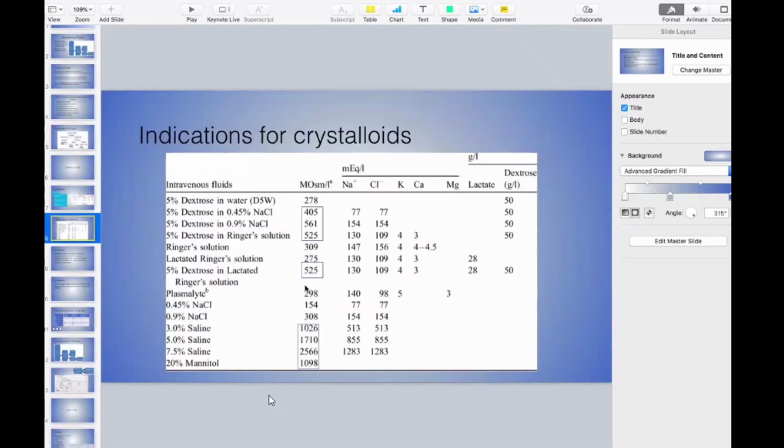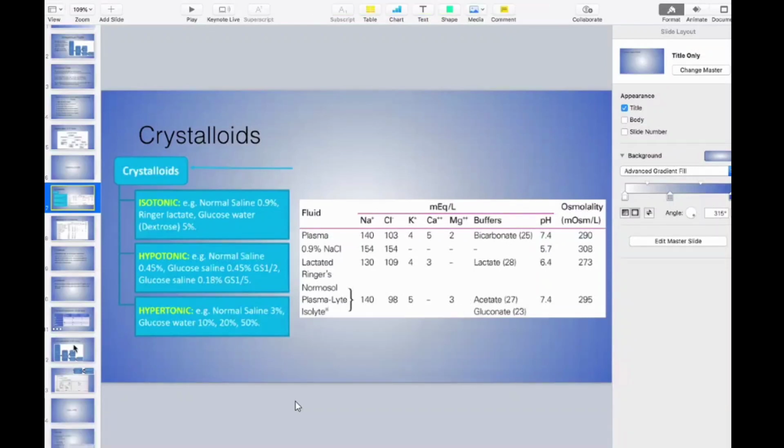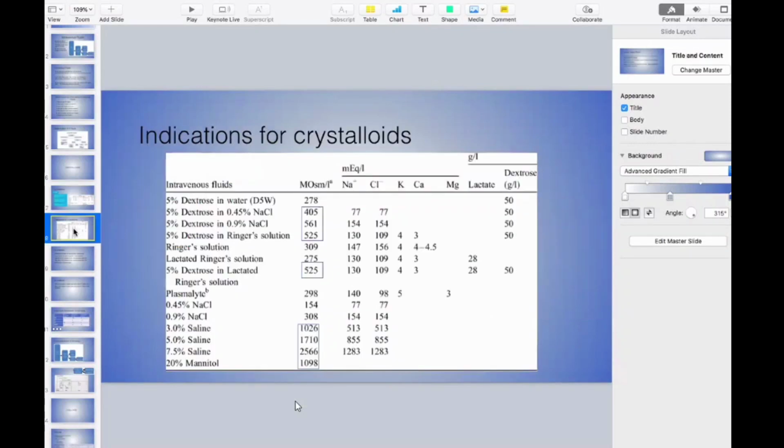Okay, so that's what happens when you give crystalloid. Now the other question is, when do you use these different types of crystalloid? What is commonly recommended is to give a crystalloid which is similar to the plasma, a plasma-lyte solution. If you look at this picture, that is plasma-lyte, almost similar to the plasma, but the problem is that we don't have it. It is very costly and not freely available. That's why you don't see plasma-lyte solution in the hospital.